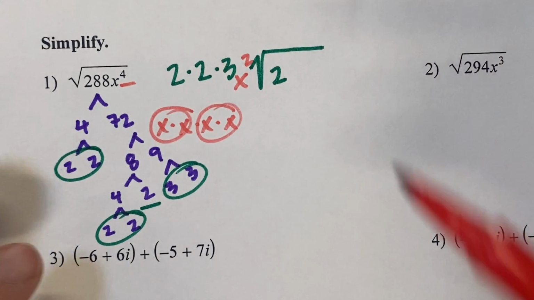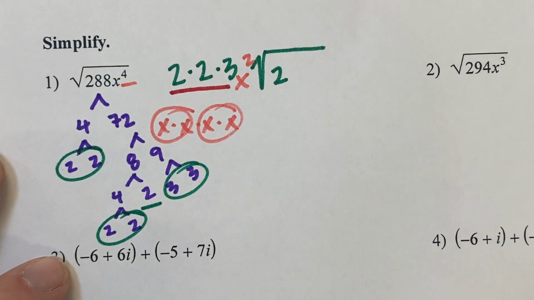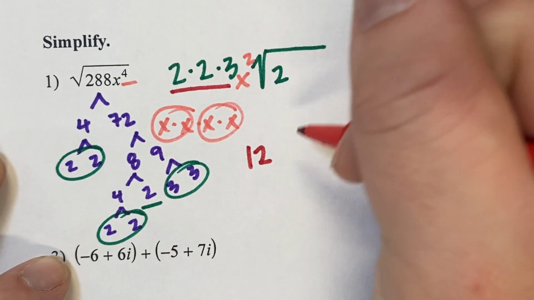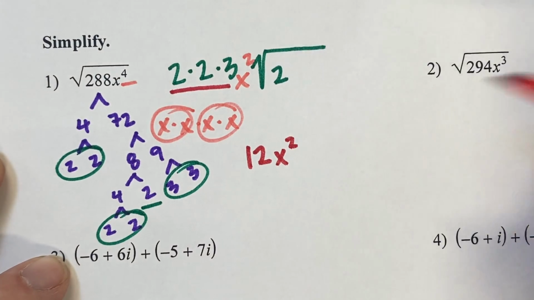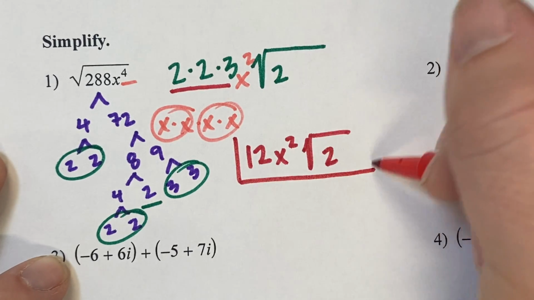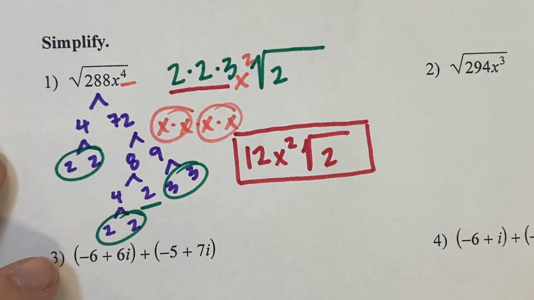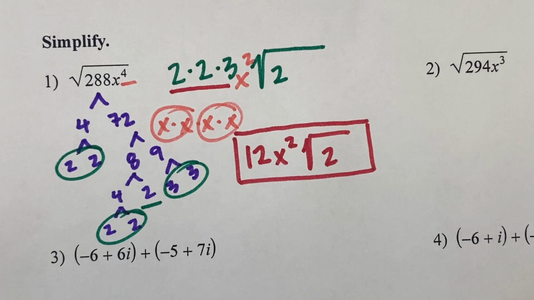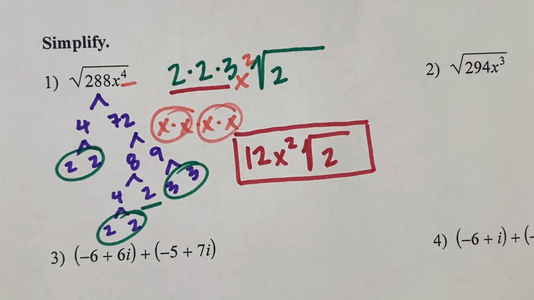So my final answer, I'm just going to multiply these all together. 2 times 2 times 3 is going to give me 12. X squared, because I got 2 couples of x's, and then root 2 that had to stay inside. And there we go.